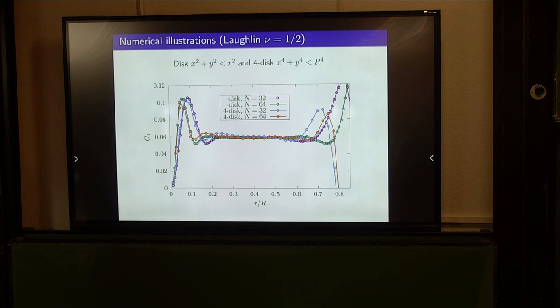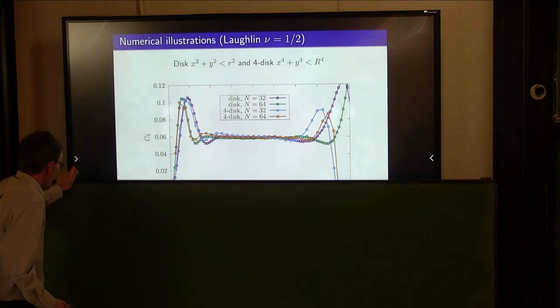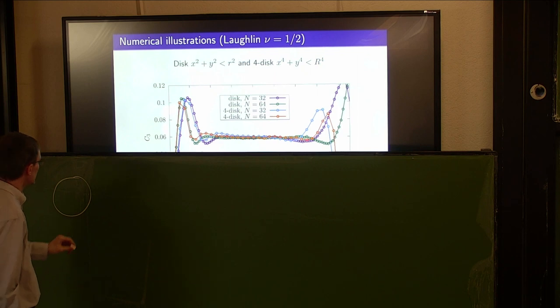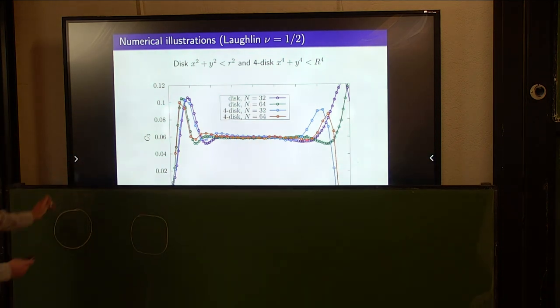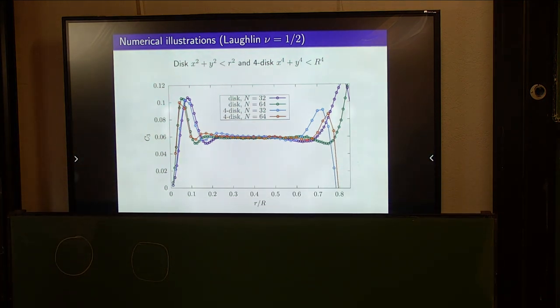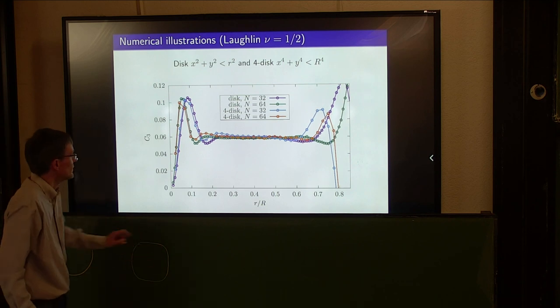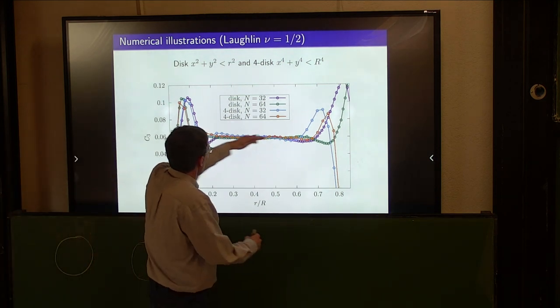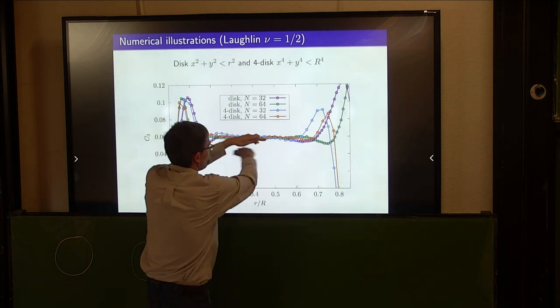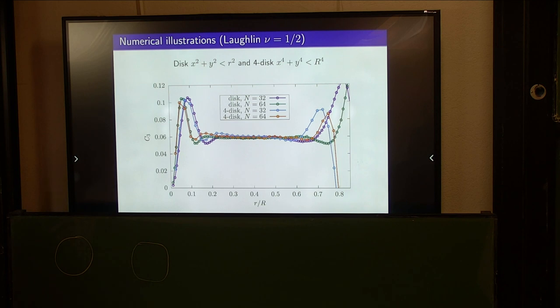And I do several different geometries. I do a disk, and I do what I don't know what it's called, but I call it 4 disks. So one is something like this, so this is the usual disk, and the other is more like something like this, but it's still smooth. And the claim was that it should not depend on the shape. And you see it. So of course it's a finite number of particles, so it's a statement about the infinite limit. But basically the message is that as you increase particle number, this becomes flatter and flatter, and so you see the same thing irrespective of the geometry you have.